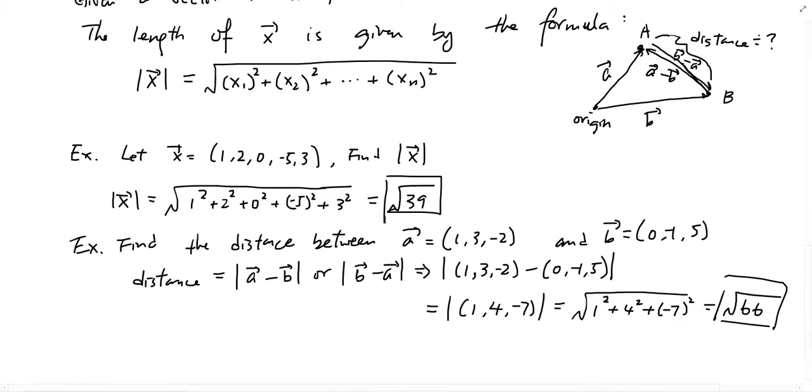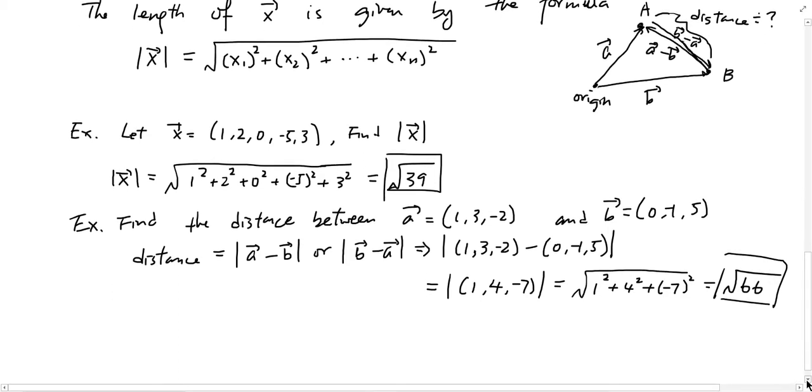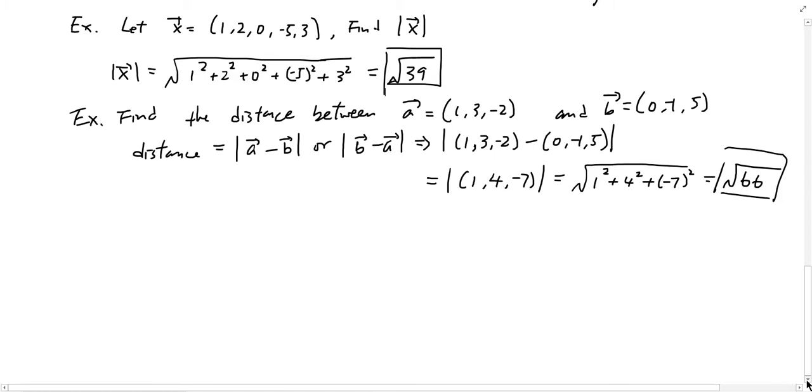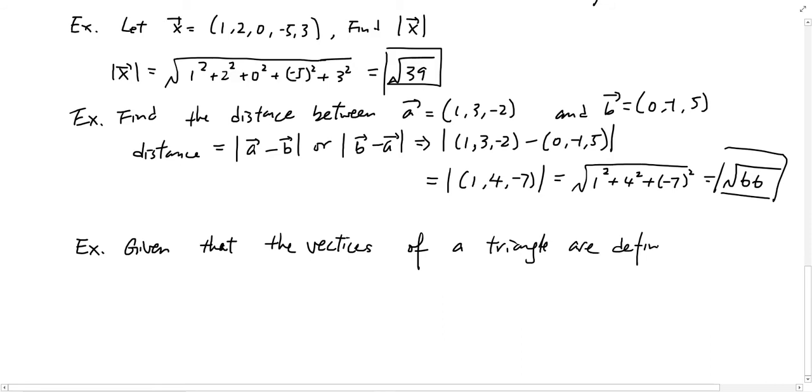So one very interesting thing that I could ask you to do, which you are likely to run into in a homework problem, homework assignment, as well as you might run into on the test, is something like this. And I will let you do the problem, and then we can talk about the answers. So given that the vertices of a triangle are defined by the following position vectors.